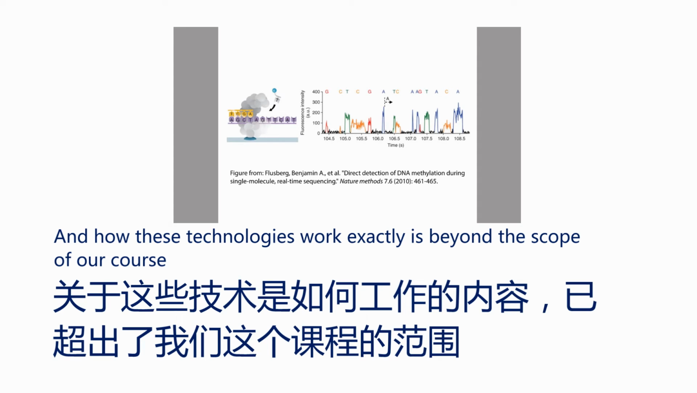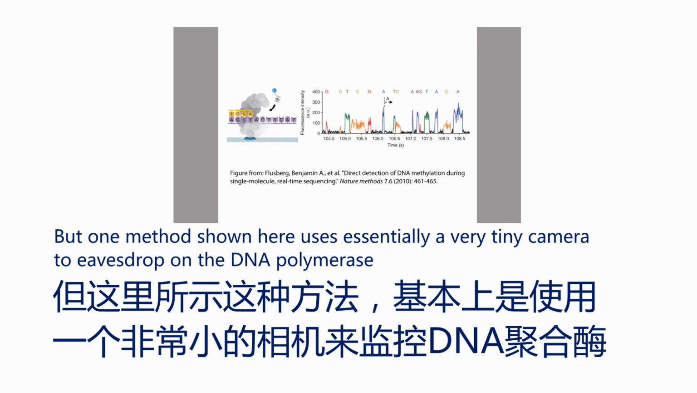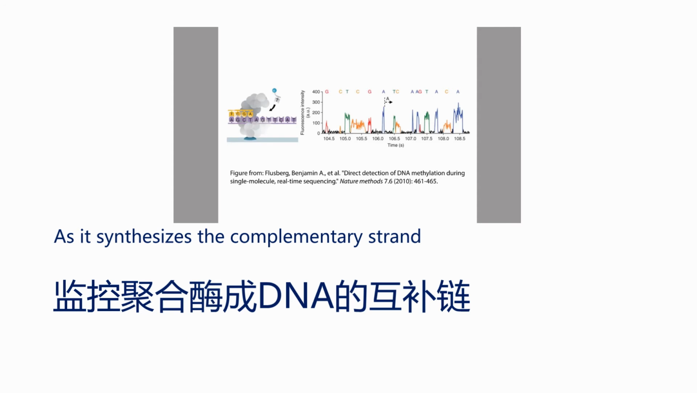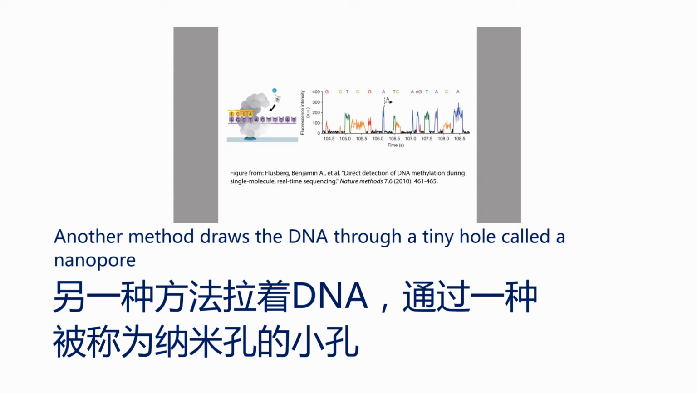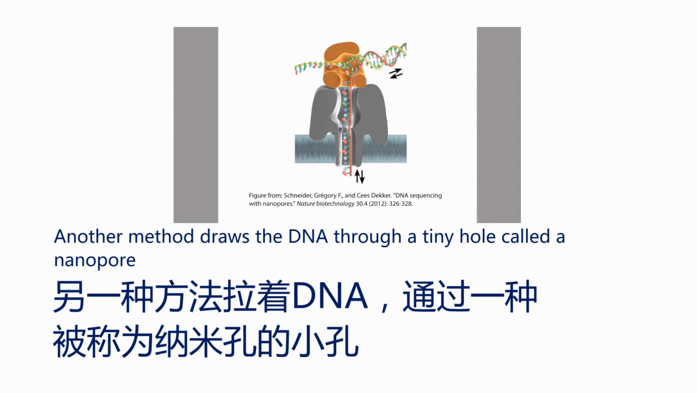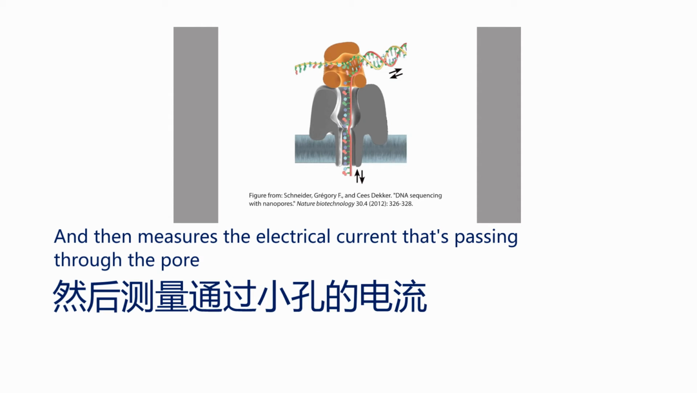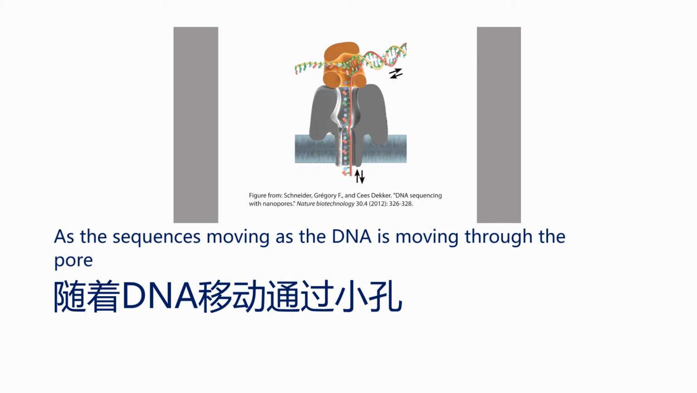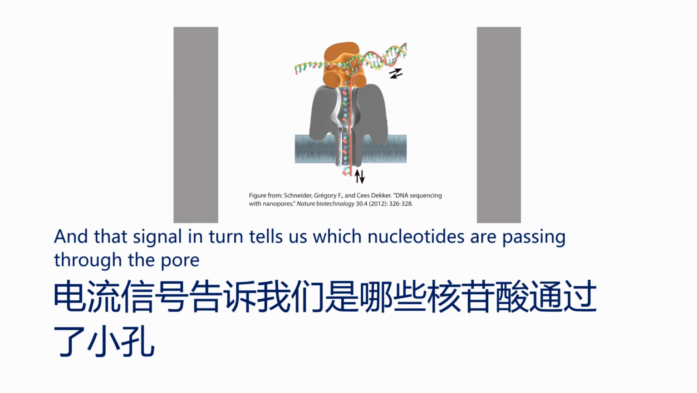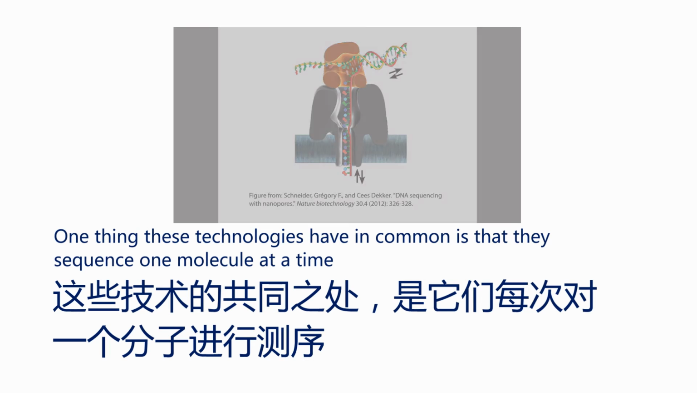And how these technologies work exactly is beyond the scope of our course, but one method shown here uses essentially a very tiny camera to eavesdrop on the DNA polymerase as it synthesizes the complementary strand. Another method draws the DNA through a tiny hole called a nanopore and then measures the electrical current that's passing through the pore as the DNA is moving through the pore. And that signal in turn tells us which nucleotides are passing through the pore.